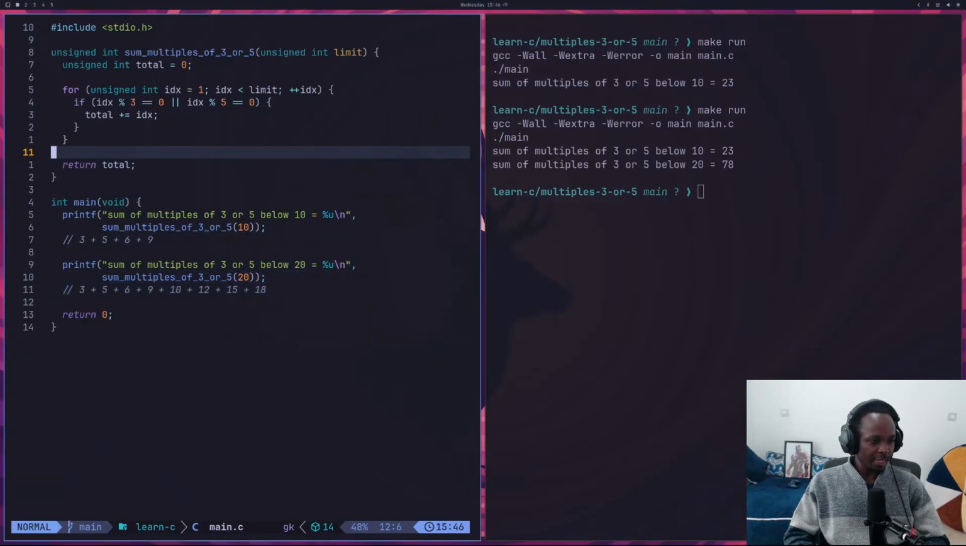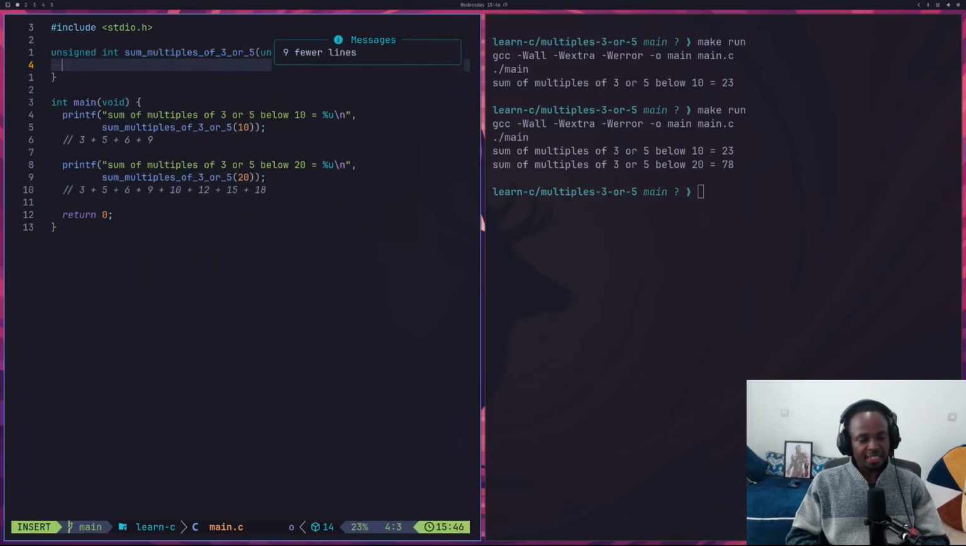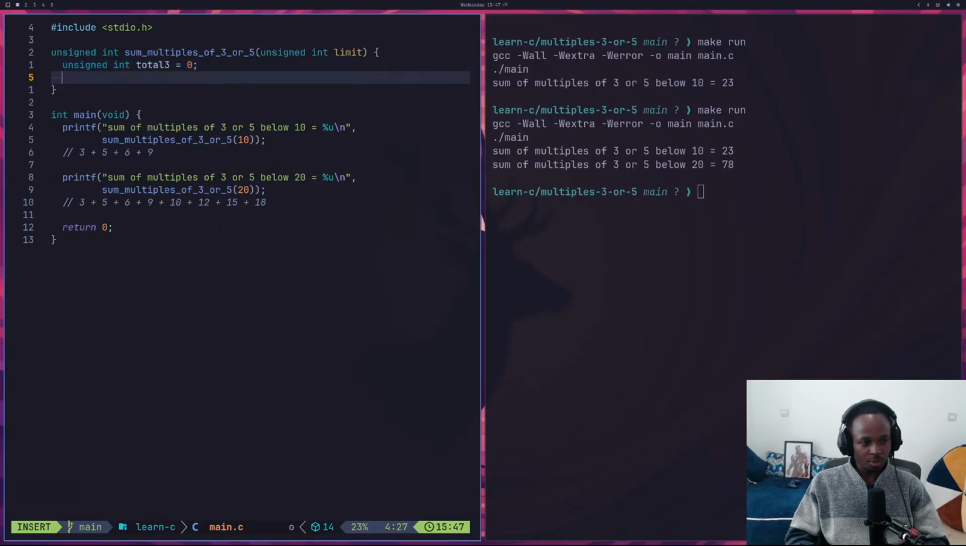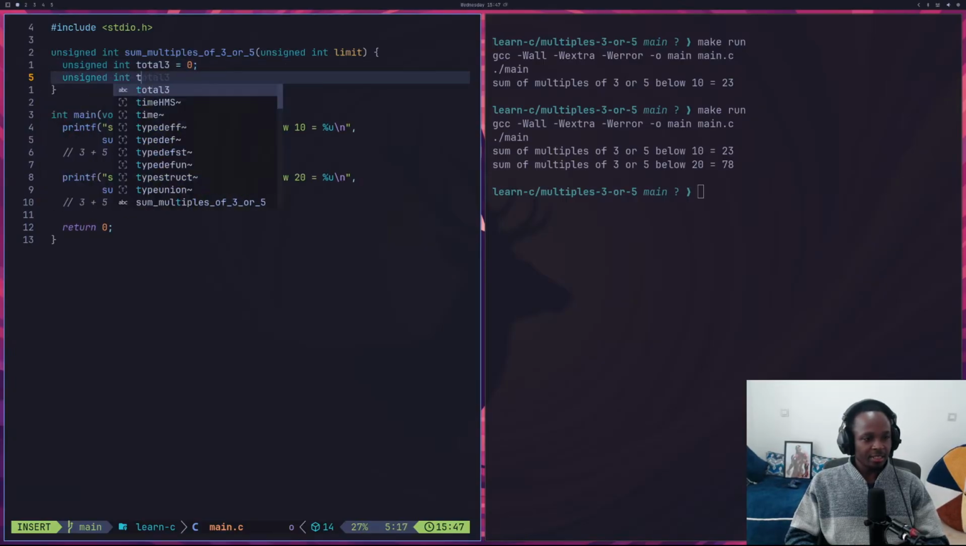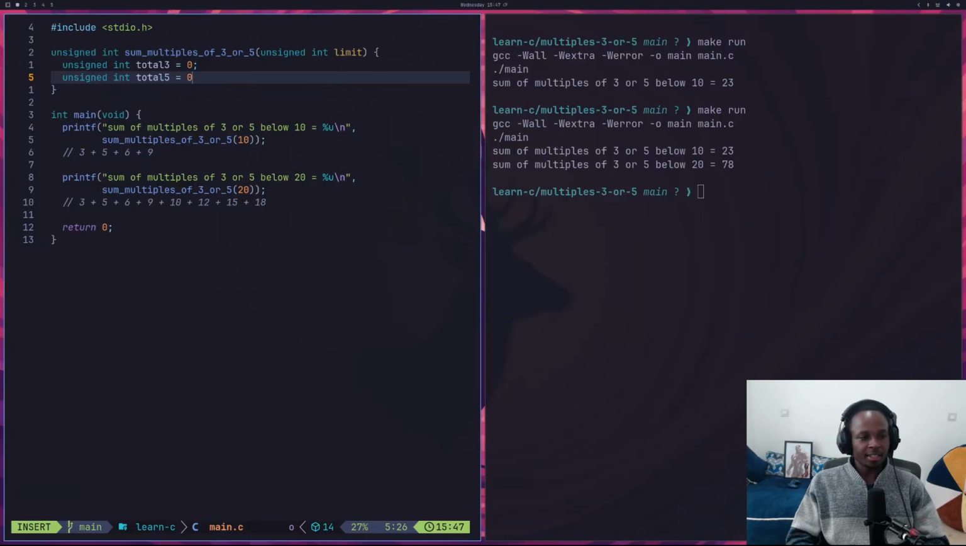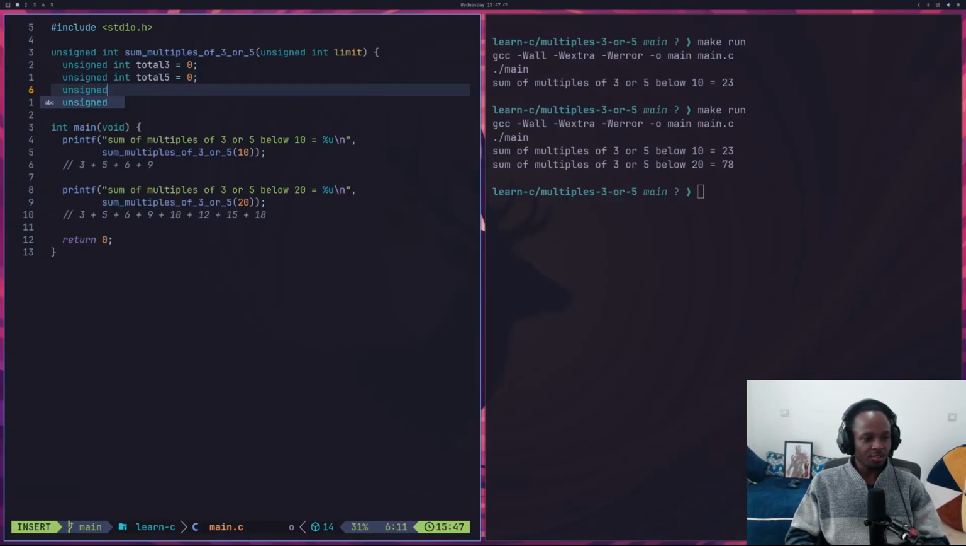So for the second one, let's just remove everything here. And then we are going to initialize 3 totals. So I'm going to say unsigned int, let's just go with the total for 3's. Then unsigned int, we are going to have another total for 5's. And then finally, another unsigned int for the totals of 15. And we are initializing all those to zeros.